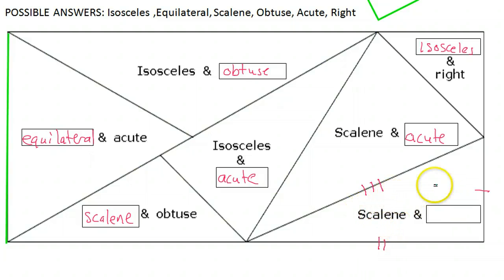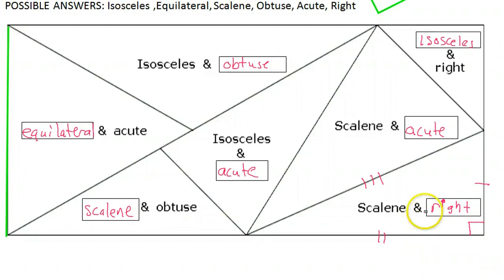But is this a right triangle, or an obtuse triangle, or an acute triangle? Got to talk about those angles. Well, this is a right triangle because this is a 90-degree angle right here. So that makes this a right triangle. Okay?